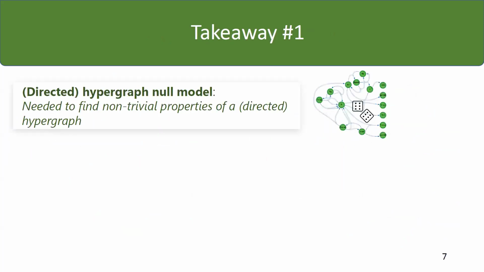Okay, so this is the first takeaway of my talk. We need to have a randomized version or a null model of our hypergraph in order to find these non-trivial properties of my specific system. All right, now we're going to look a bit more into detail what it means to sample such a hypergraph uniformly at random.